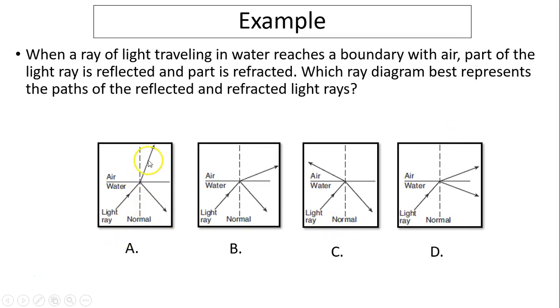Next one, the refracted ray has to bend in a certain way. This is from water to air. Since air is less dense and water is denser, you are going to bend away from normal. So this is toward normal, this is away from normal, this one is away from normal, but on the wrong side. Remember, the refracted ray and incident ray have to be on opposite sides of the normal. So the answer is B in this case.